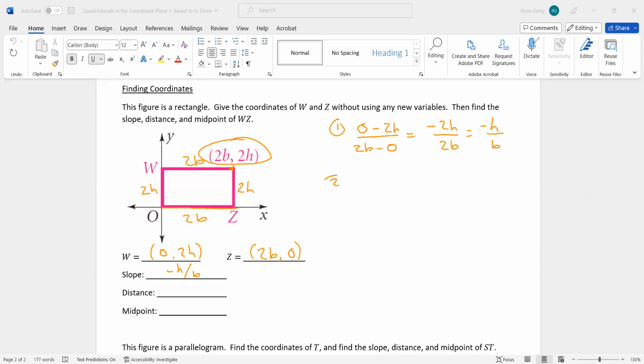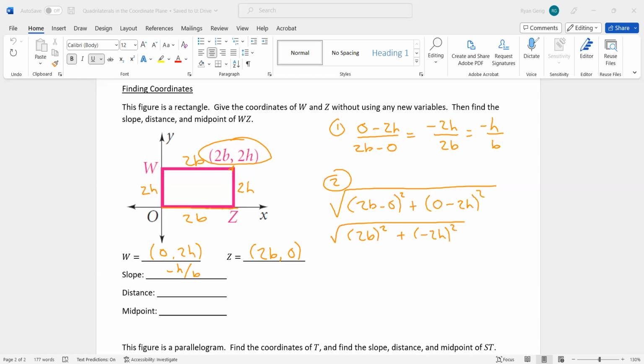Okay, distance. X2, and by the way, your formulas should be in front of you when you're doing these. I'm not going to make you memorize them, although you should know them. X2 is 2B minus X1, which is 0, squared, plus Y2, which is 0, minus Y1, which is 2H, squared. Let's simplify inside the parentheses. So 2B minus 0 is 2B. 0 minus 2H is -2H.